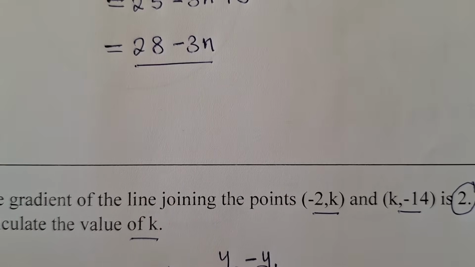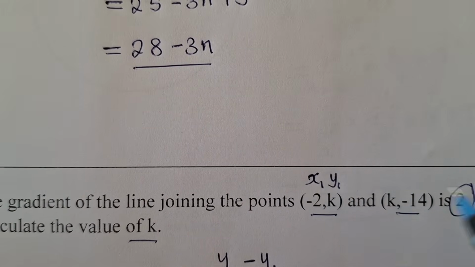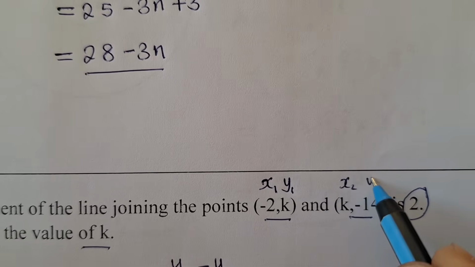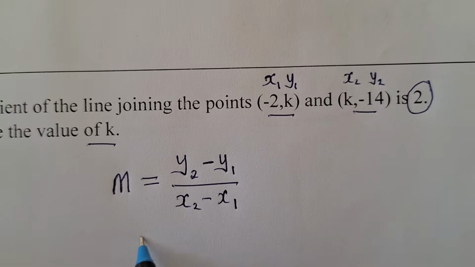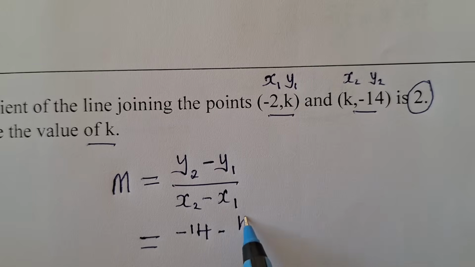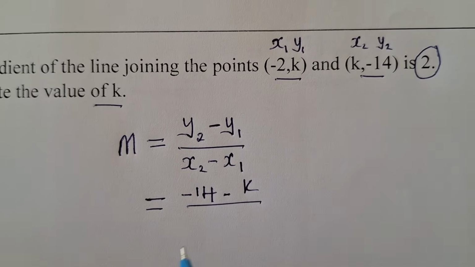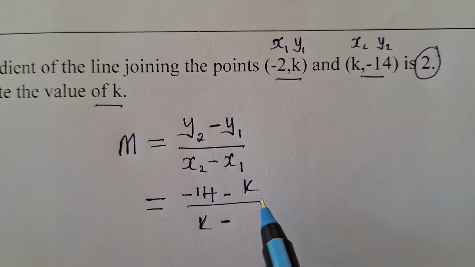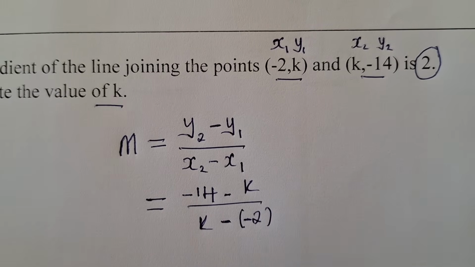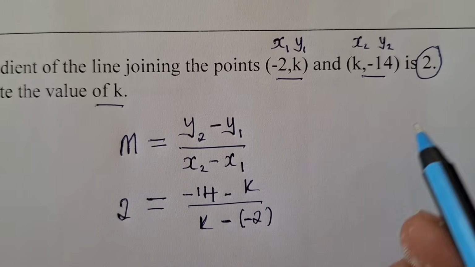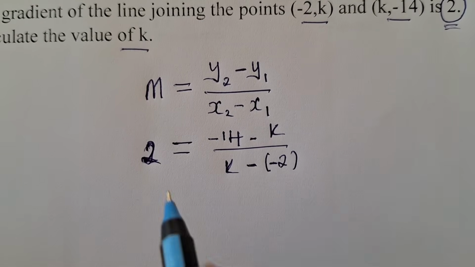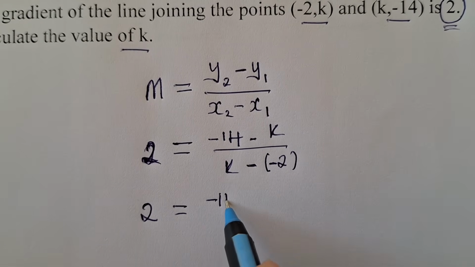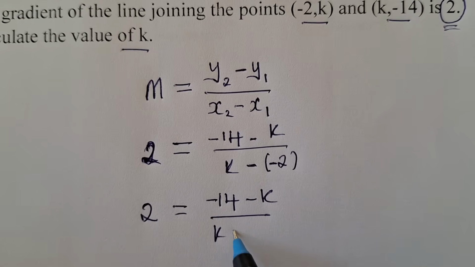When you get this formula, you say this is your x1, y1. Here, x2, y2. So just plug in. Our y2 is a negative 14 minus, what is our y1? It's k, over our x2 which is k, minus x1 which is a negative 2. On m here, we're going to write a 2 because they've said the gradient is 2. So this is a 2. And then from here, we can work out things. We're getting 2 is equal to negative 14 minus k over k plus 2.